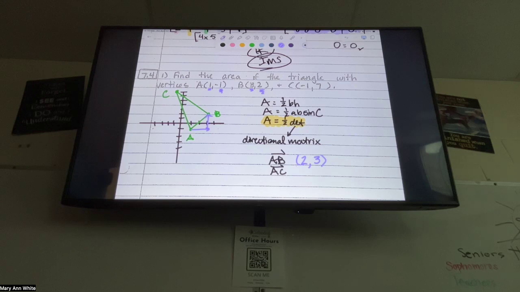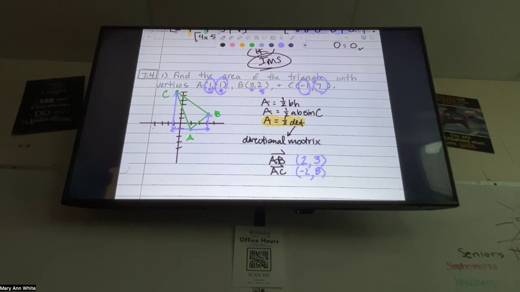Okay, we're going to do the same thing with AC. This time we're going to the left, how many units? We were at 1 and we're going to -1, 2. But since we went to the left, we're going to call it -2. And then we're going to go up to C. We were at -1 and now we're going to go up to 7. Good, 8.